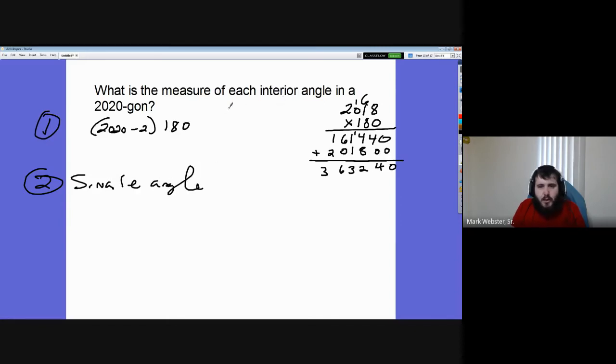Because I want one angle. I want a single angle. That's what I mean by the measure of each interior angle. Every single one of these is the same. What is the measure of every single one of them on their own? Divided by 2020, right? So once again, we can make our lives simpler by dividing out the factor of 10 from both of these. We can start off making our lives that much easier by doing it that way. So let's now divide it out.